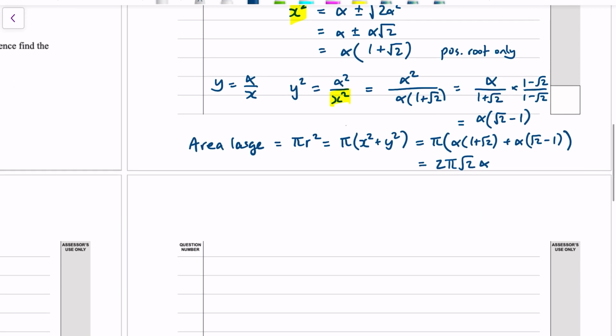Now what was alpha? Alpha was equal to 1 plus root 2. So if we expand that out, we've got 2 root 2 pi, 2 root 2 plus 4 all times pi. Alrighty.